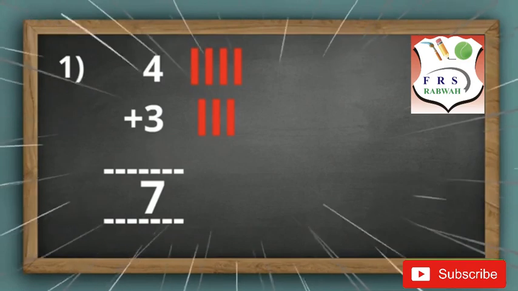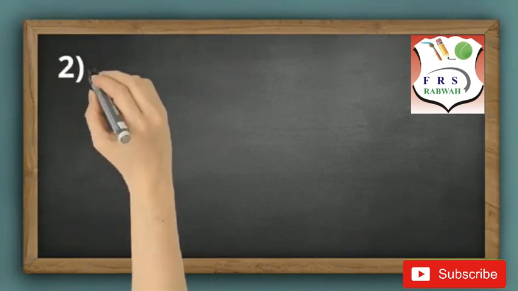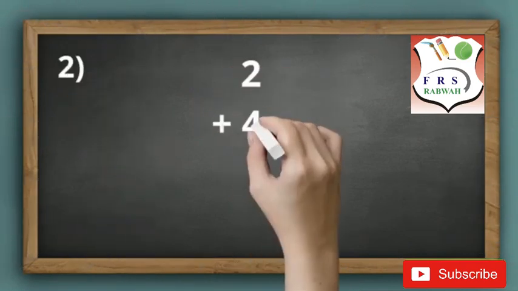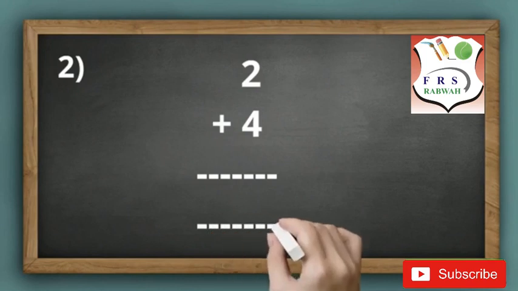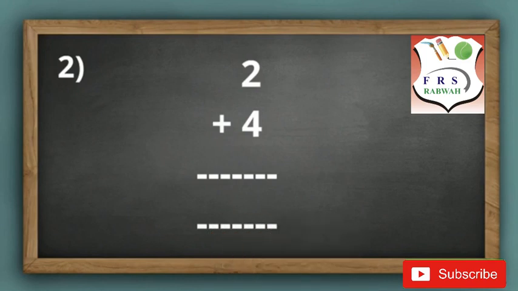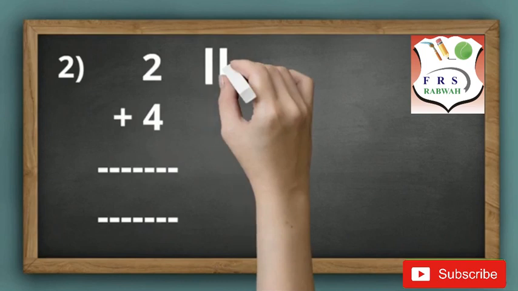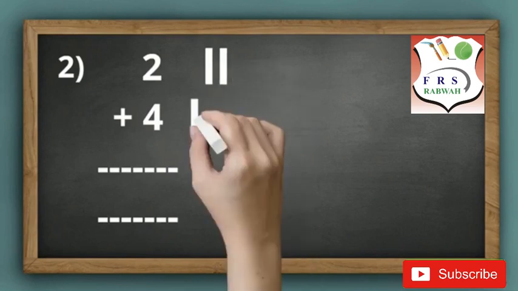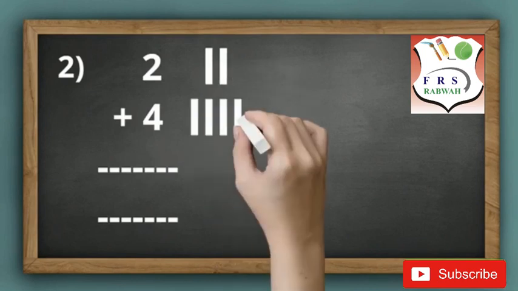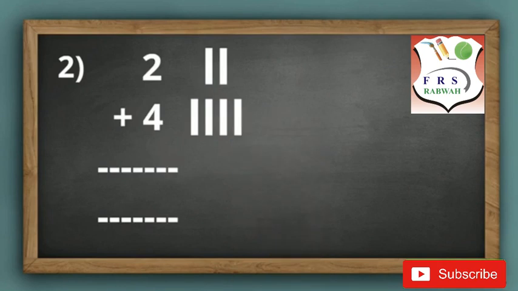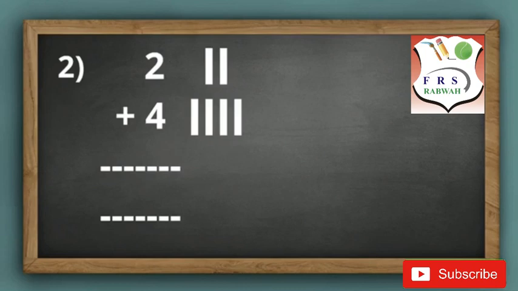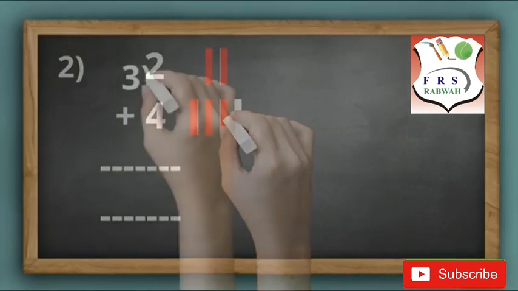Now, let's move on to the second question. What is 2 plus 4? Following the same method as question 1, we will draw 2 lines to represent the number 2. Now we will draw 4 lines to represent the number 4. Now, let's count together. 1, 2, 3, 4. Let's take a look at the next question.